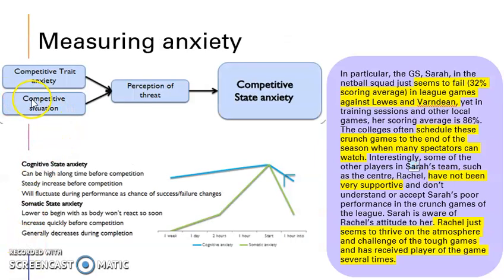The image shows us that competitive trait anxiety, which can be shown at a competition, and the competitive situation, for example the match or the race, leads to a perception of threat, creating state anxiety, and deterioration of performance can become more extreme if the situation doesn't change. So if the competitive trait anxiety increases throughout the match or before the match, it can then lead to an increased perception of threat, which then increases the competitive state anxiety.